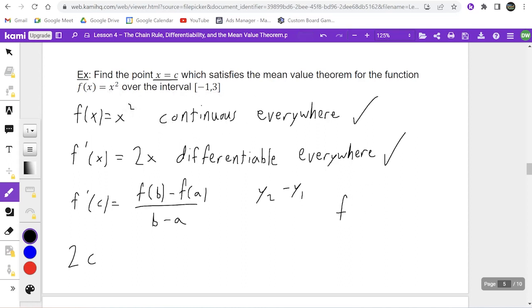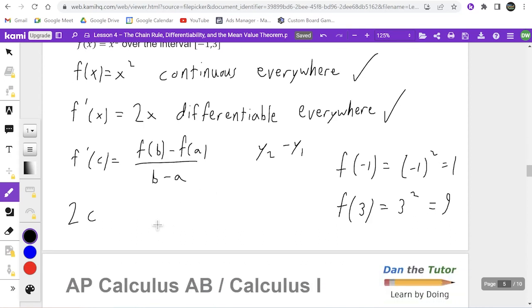So in other words, f of -1, plugging -1 into your original function, is -1 squared, which is +1. Now for f of 3, you're going to say 3 squared, which is 9, and there we're pretty much done. So f of b is 9 minus f of a, which is 1, divided by 3 minus -1. Be careful there, that will be a double negative. So I'm going to continue on the other page.